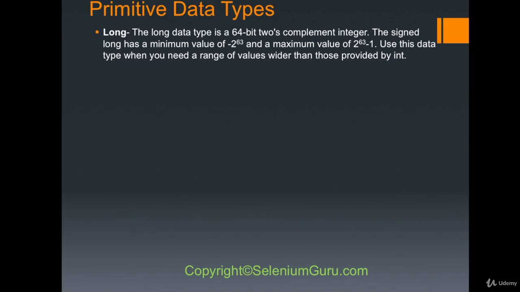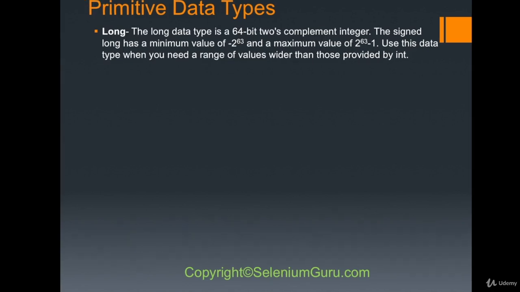The other one here is long. The long data type is a 64-bit two's complement integer. The signed long has a minimum value of -2 to the 63 and a maximum value of 2 to the 63 minus 1. So you can use the long data type if your integer is going to be bigger than what the int data type can hold. Use this data type when you need a range of values wider than those provided by int.